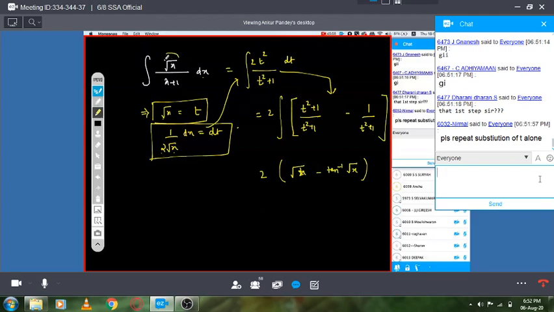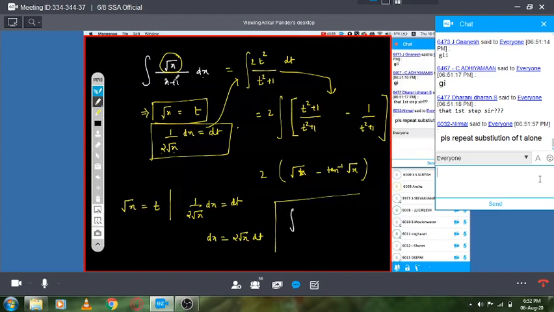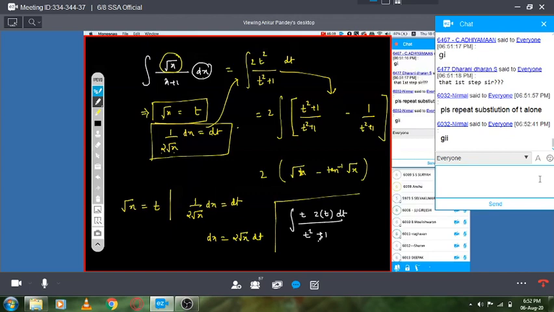Okay, beta, see, root x is substituted as t. So from here, 1 upon 2 root x dx equal to dt, or I'll write dx is equal to 2 root x dt, right? So integration, instead of root x t, instead of dx, 2 root x dt, 2 root x dt by x is t square plus 1. Got it, Nirmal? Very good.